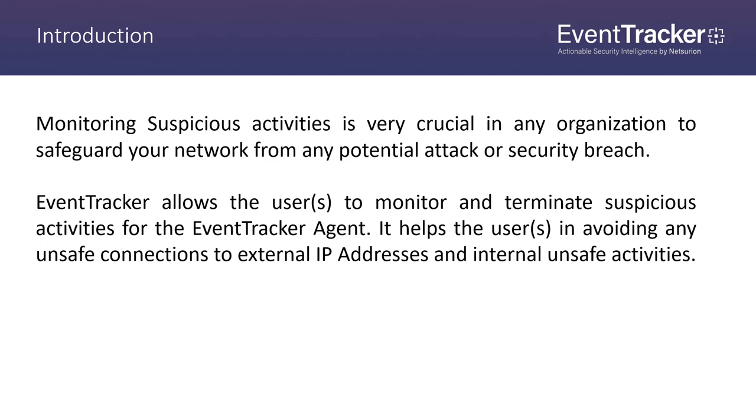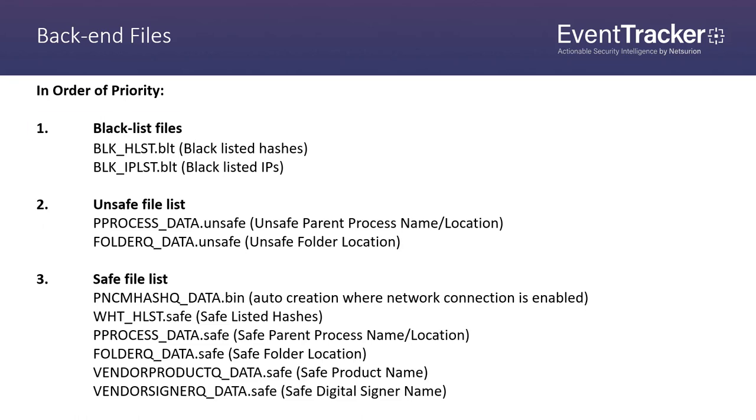To understand this feature, let us first look into the important files and the backend priority based on which a process gets terminated. The highest priority is the blacklist files, where it will first consider the hashes and then the IPs. Blacklist files maintain the list of any unsafe or suspicious activities. These files contain the list of unsafe hashes and unsafe IP addresses identified by the respective user.